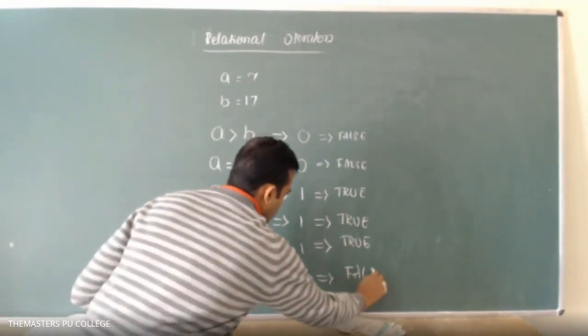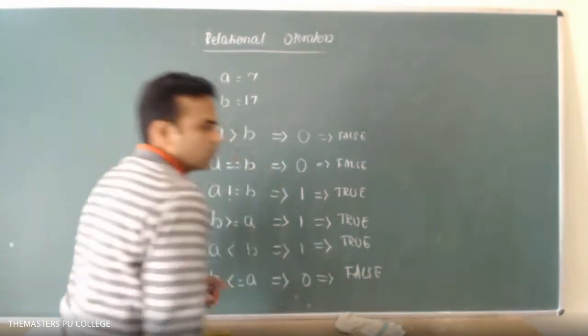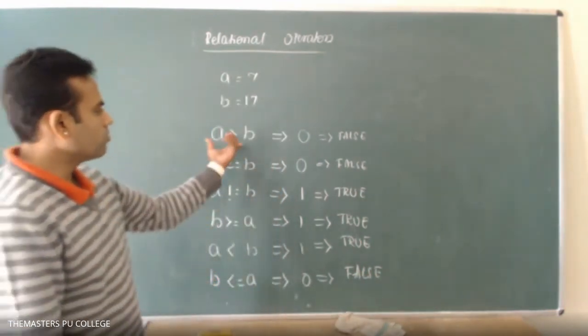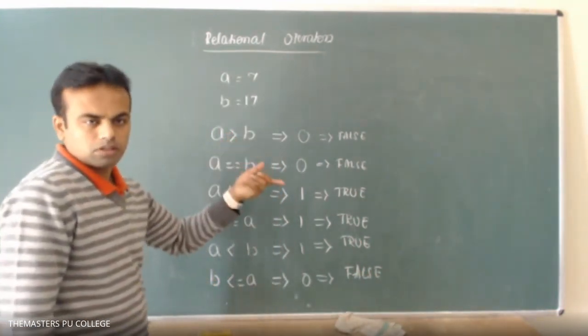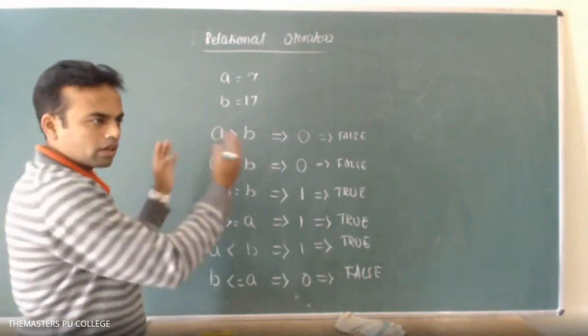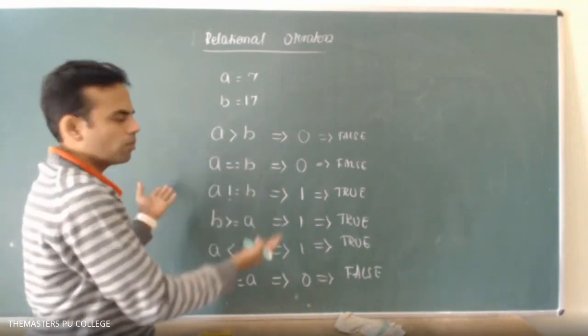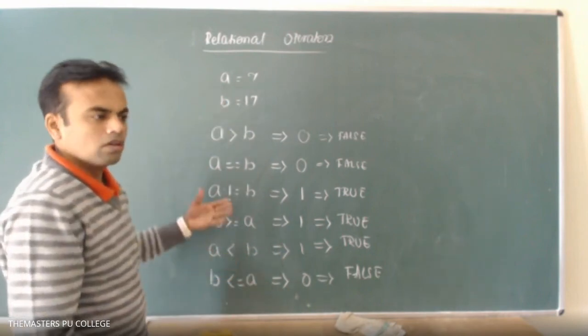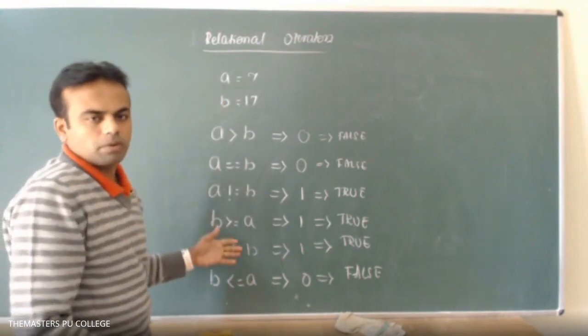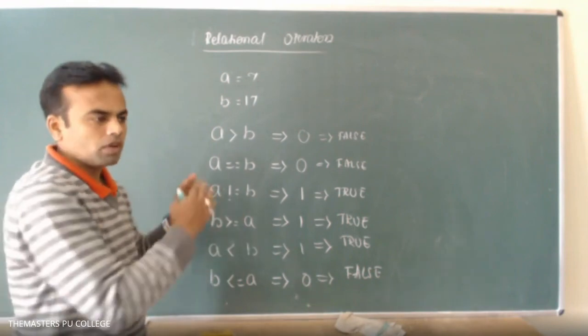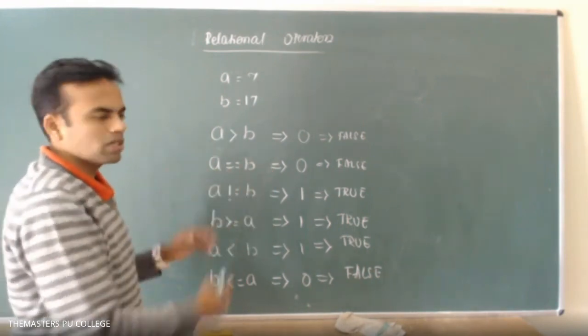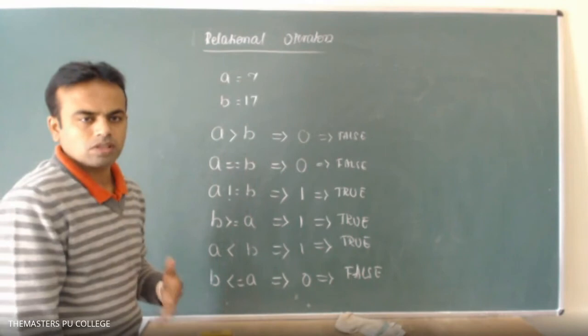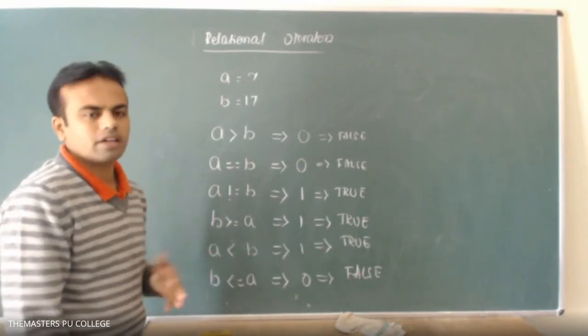So this is how we analyze the relational operator. It identifies the relationship between two operands and compares the two data elements found here, the operands. According to that value, it will perform the relational operation, find the relation between the two operands, and give the results in terms of zeros and ones. Zero indicates false, one indicates true. That's it.